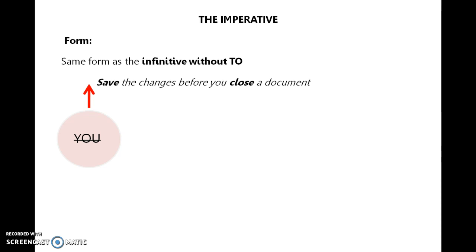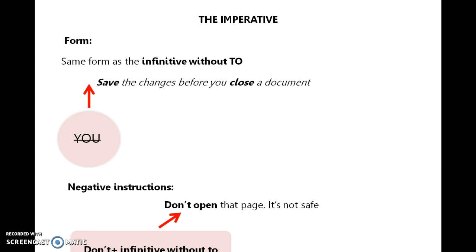What about negative instructions? Well, it's very easy. For example, don't open that page. It's not safe. We express negative instructions with don't plus the infinitive without to.